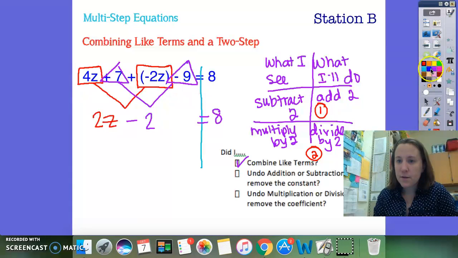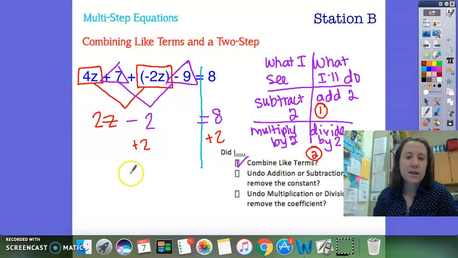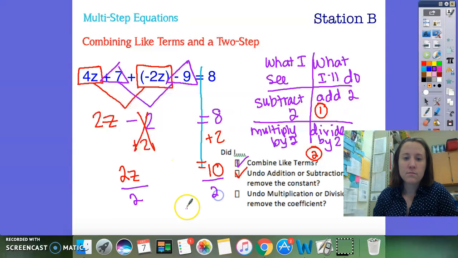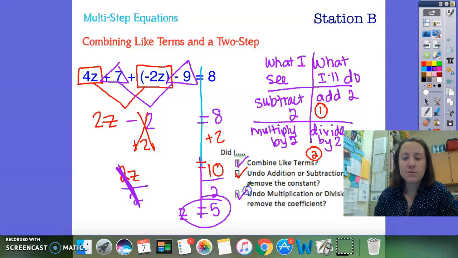So I'll start out by adding 2 to each side. I'm left with, on the left, 2z. The subtract 2 and add 2 cancel each other out. There's 0. And 8 plus 2 is 10. So I've taken care of the undoing addition or subtraction. And now I need to divide each side by 2. And so 2 divided by 2 is 1z, or just z. And 10 divided by 2 is 5. So z is equal to 5.